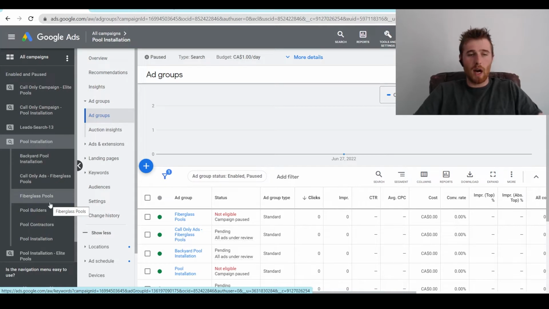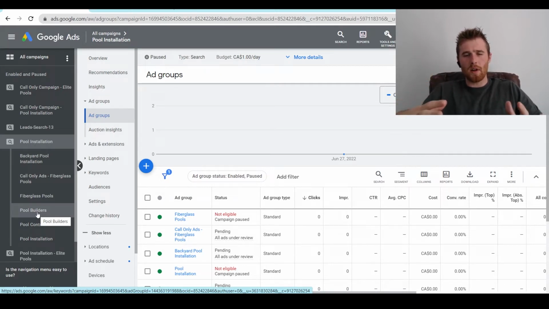So if we want to go after a specific, like let's say pool builders, we can write ads that say, looking for a pool builder near you, 20 years experience, call now for a free quote. And we can put that ad inside the pool builder ad group, and then we can use keywords like pool builders near me, pool building companies near me, stuff like that. That really allows us to target those specific keywords.